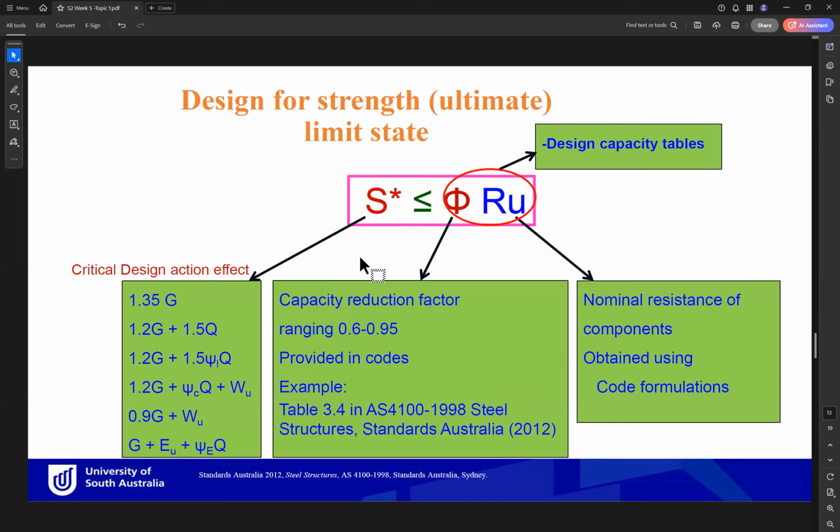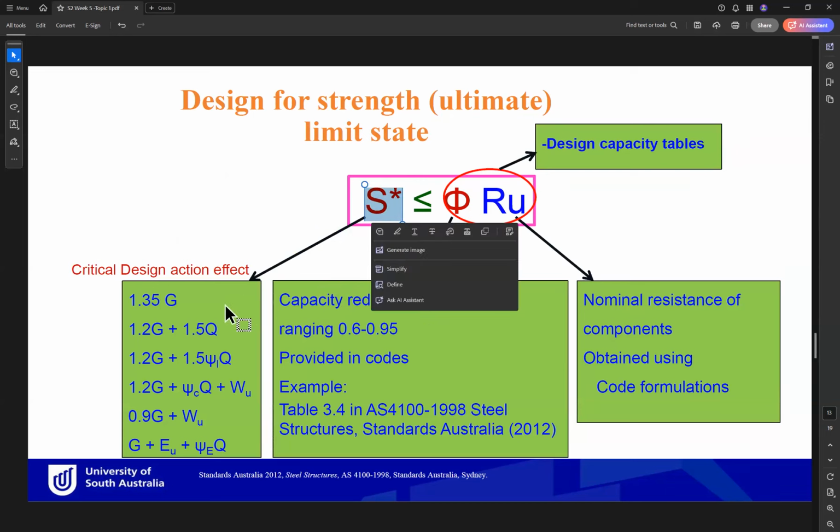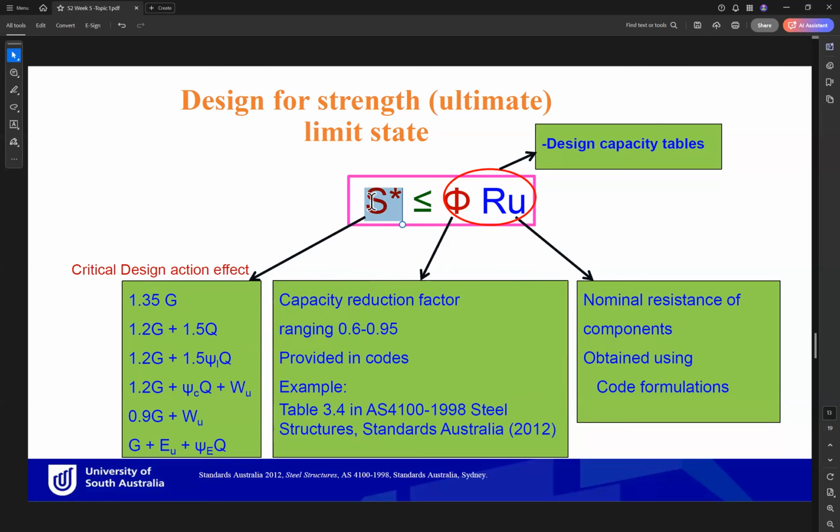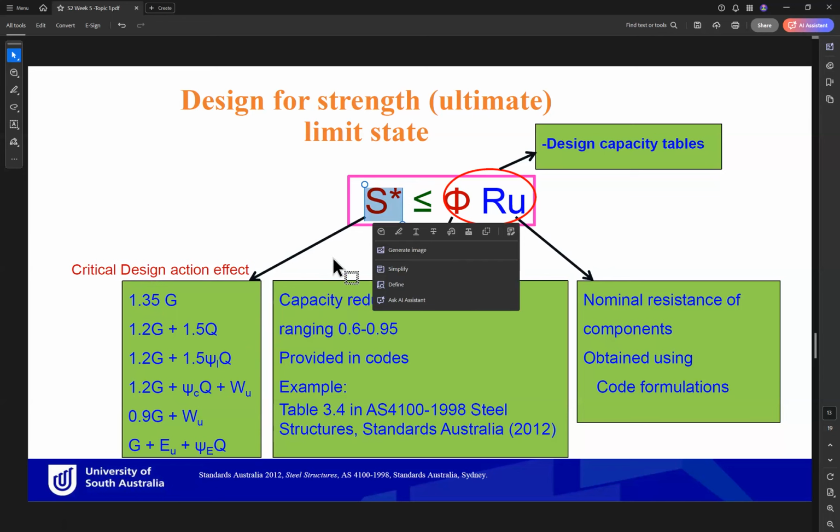So to make this balance, we have this formula here, or this criteria of design. This is the criteria for the ultimate limit state design. We have two sides of the balance. The left-hand side, S asterisk, means the applied load or the critical design action effect. So this is what is applied to the building.